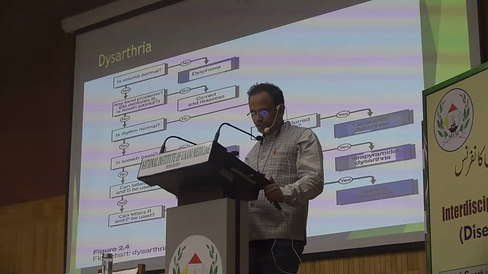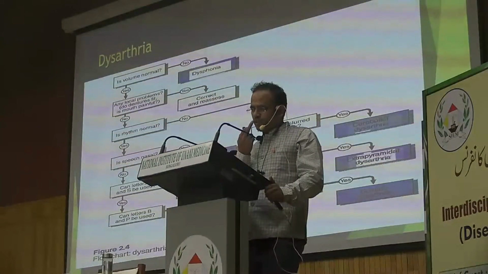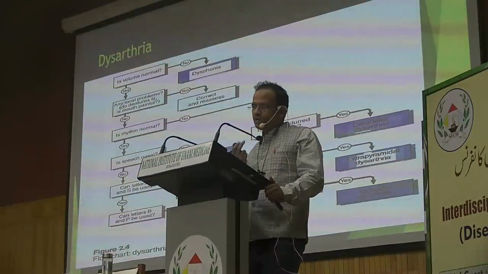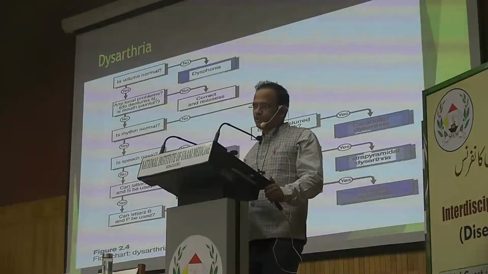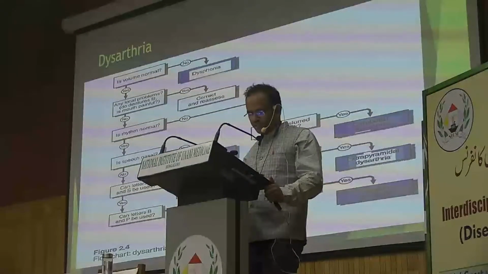If he can use the letters T and S, but he can't use the letters B and P, then it goes in favor of pa-ta-ka. The pa comes from the lip, ta comes from the tongue, and ka comes from the larynx. If you ask the patient to utter these words, then you will come to know where the lesion is.